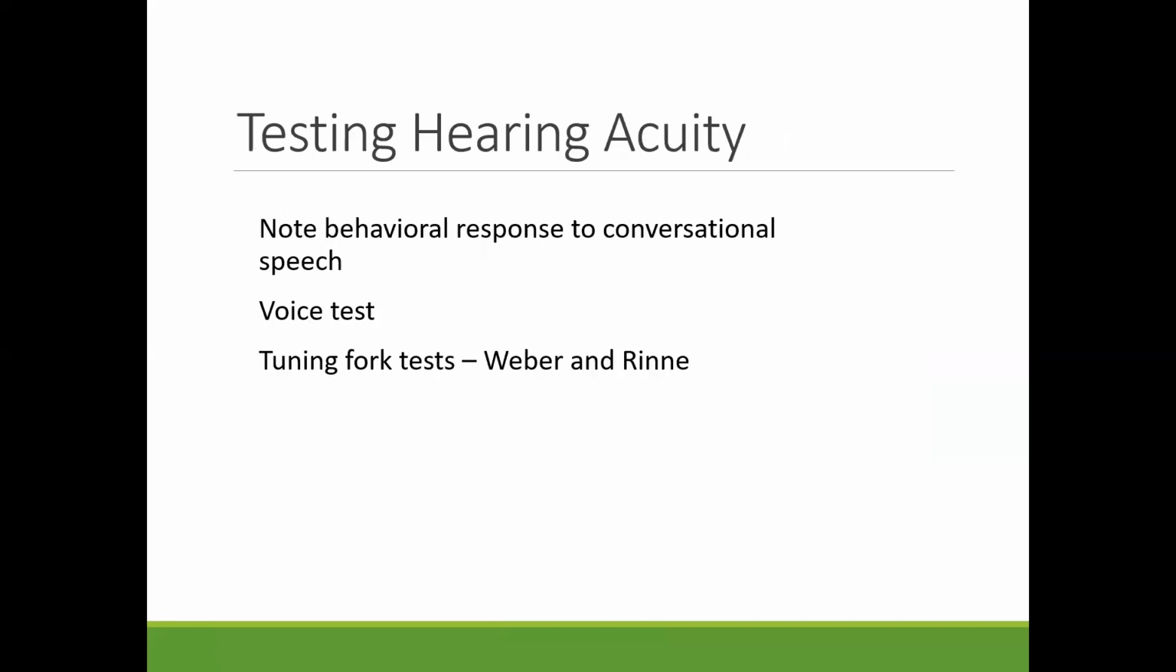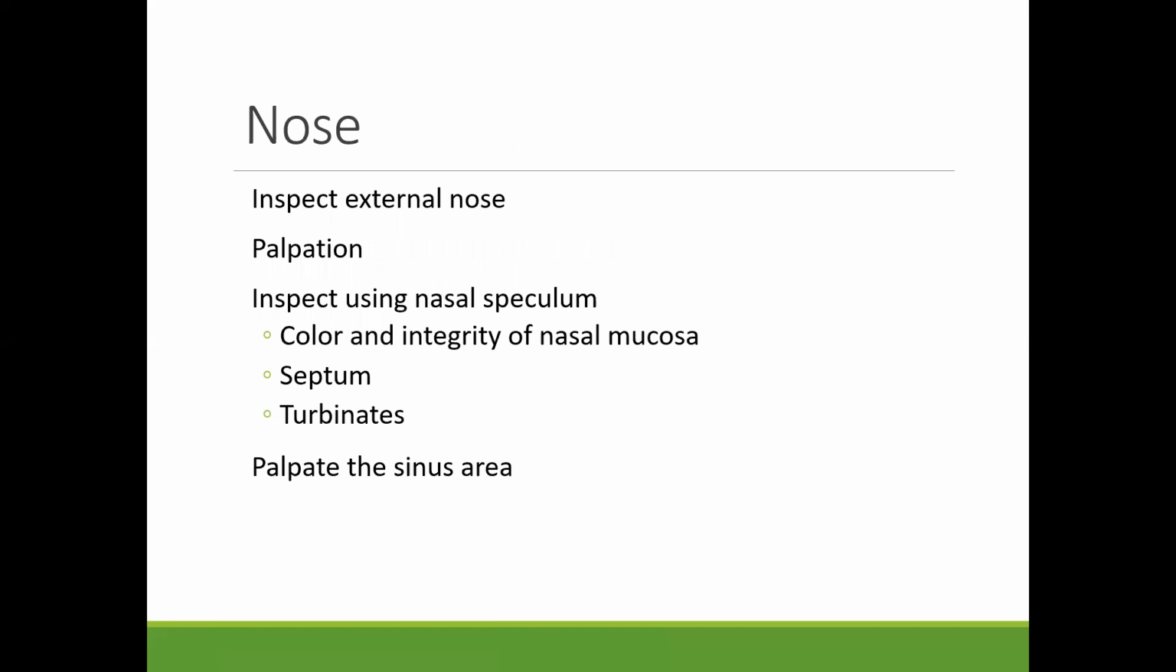Testing hearing acuity. If you're working in a clinic or occupational health, you're doing this more so. Note behavioral response to conversational speech. You can do the voice test, the tuning forks, that's the Rinne and Weber. Take the tuning fork and you bang it. You set it on the top of the head and then behind the ear. They should hear it as well as feel it. That's the whole point of assessing that.